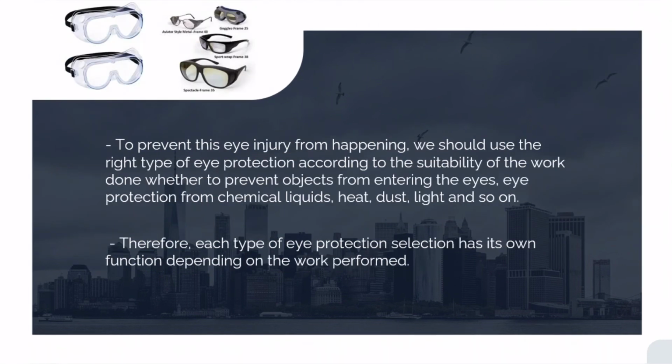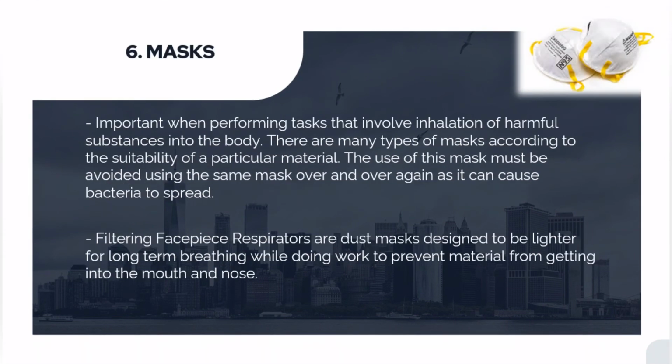To prevent eye injury from happening, we should use the right type of eye protection according to the suitability of the work. This is because each type of eye protection has its own function depending on the work performance. After that, a mask is important when performing tasks that involve harmful substances entering the body.